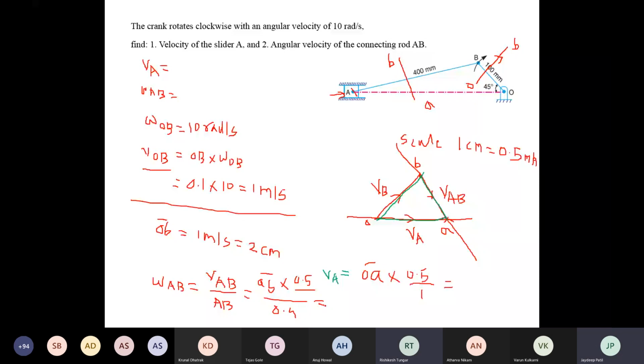Sir, the velocity is coming 0.85. Now the velocity of A is 0.85, that is the correct answer, okay? Or 0.8. Sir, will 0.9 work? Yes, correct. Then omega AB is your 1.78, correct? So it is coming 1.87. Correct. Radian per second.